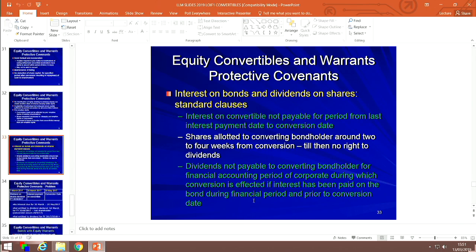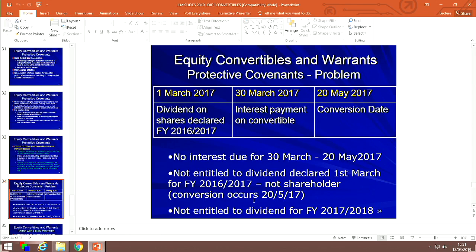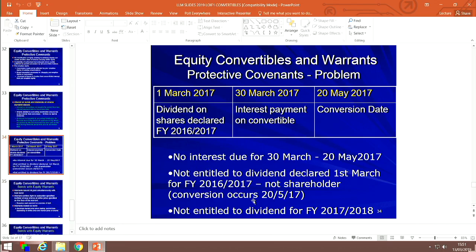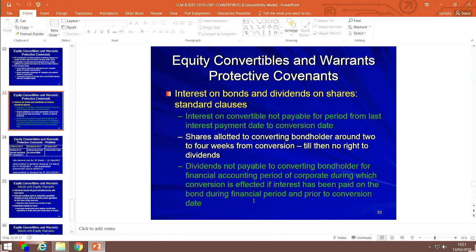Dividends are to be paid 2017-2018, and during that financial year, you've received interest. When? There. The dividend year is 1st March to 1st March 2018, and you received an interest payment during that year. Result, you're not entitled to the dividend because the clause says, very simply, as I've just summarized it, if interest has been paid on the bond during the financial period and prior to conversion date. It's something you need to watch when you're advising a bond investor with regard to the impact of conversion. Okay.